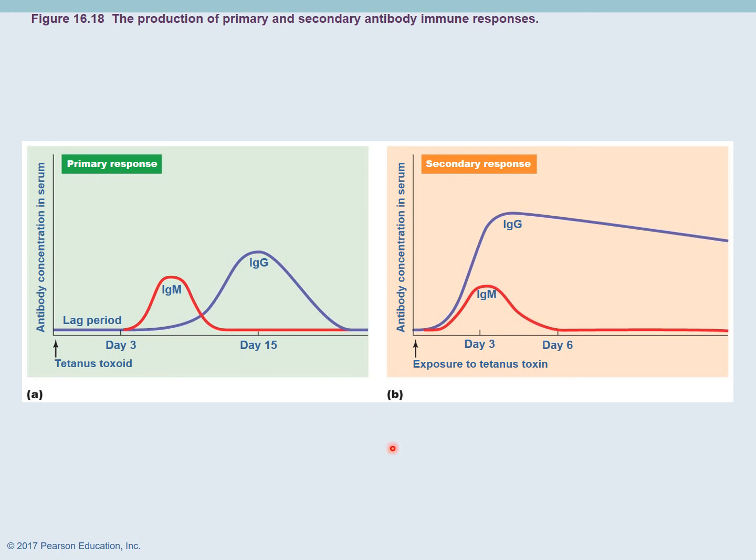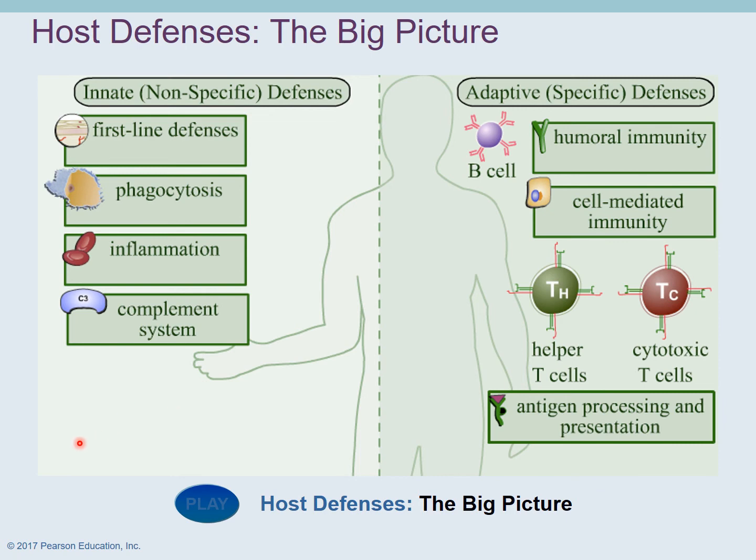Now, if you were to be exposed to this toxin again, remember the initial primary response, you did not see anything at all until well after day 3. It was right about here before you finally saw a peak. Now the response is much quicker, and notice the IgG response is very, very fast as compared to the primary response. That is why sometimes people will say, oh, you can only get this disease once.